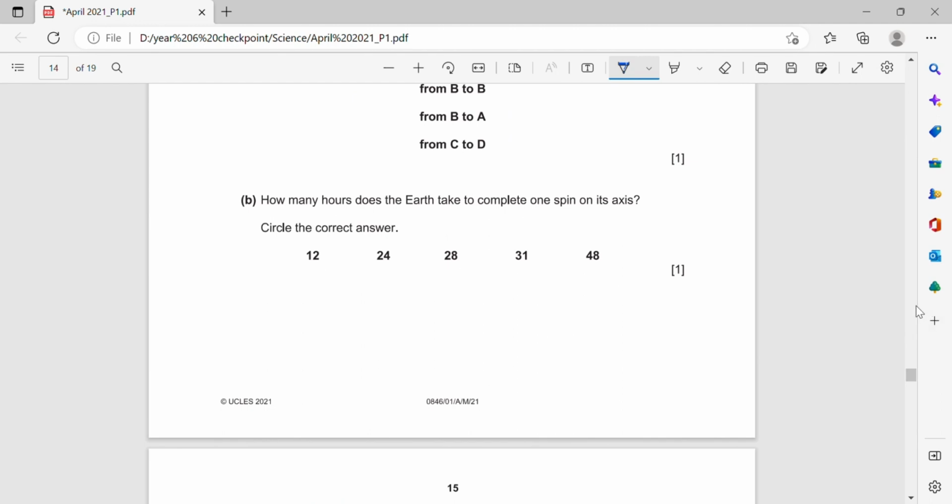How many hours does the earth take to complete one spin on its axis? How long does the earth take to spin on its axis? It spins on its axis in 1 day. It takes only 1 day. 1 day means how many hours? 24 hours.